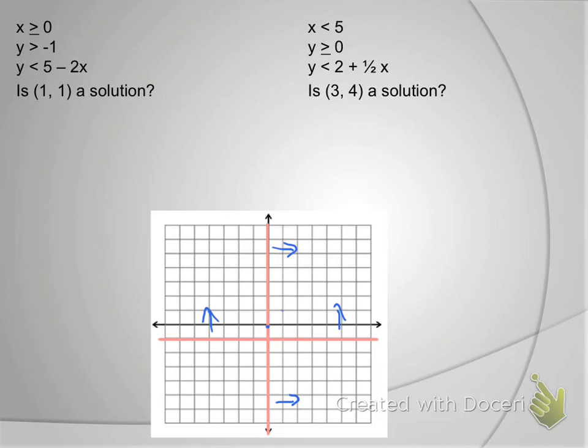And then y is less than 5 minus 2x. My y-intercept is 5, so 1, 2, 3, 4, 5. Then I go down two, right one; down two, right one; down two, right one, and I can make my line there.